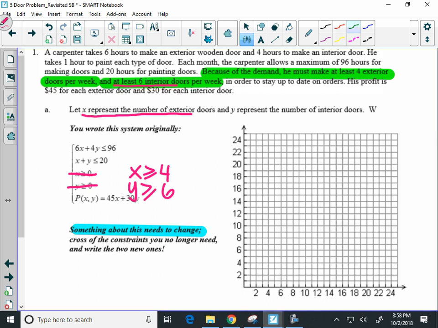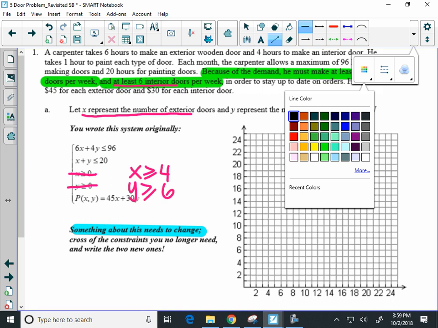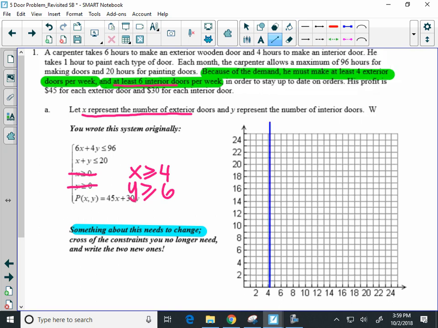You need to follow the process the same way. Your feasible region is going to look slightly different than the feasible region from what you did on your group work packet, but the process is the same. So let's make sure we know how to graph these lines. X is greater than or equal to 4 is going to be a vertical line at X equals 4 right here. Y greater than or equal to 6 is a horizontal line at Y equals 6.